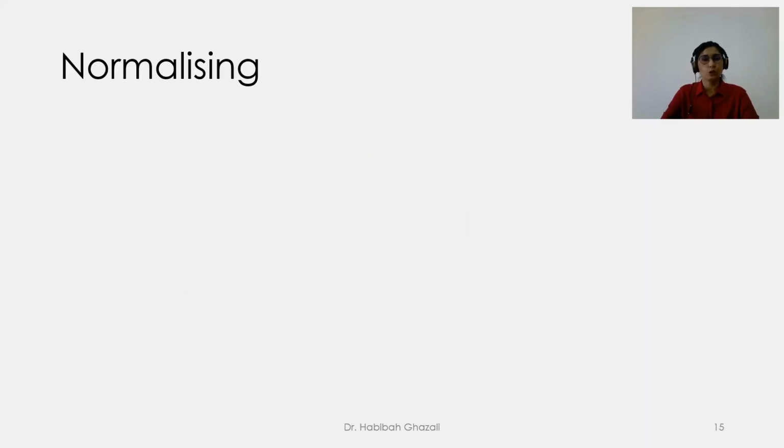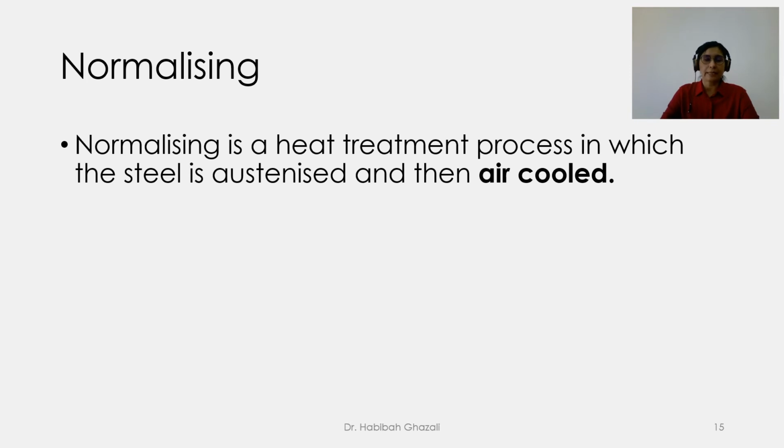Now let's move on to normalizing. Normalizing is a heat treatment process in which the steel is austenitized and then air cooled. In contrast with the annealing process, where the cooling is always done inside the furnace, with normalizing we take the specimen out of the furnace and let it cool at room temperature, at ambient temperature. So you can imagine that the cooling rate is now much faster.